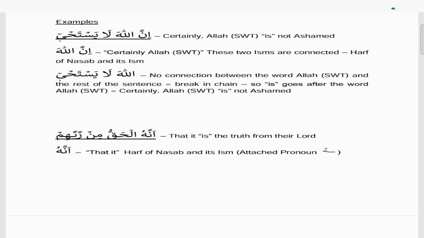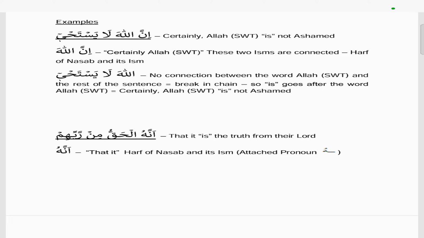The next section will be annahu al-haqqu. There's no connection between the harf of nasab fragment, annahu, and the next ism, al-haqqu. So there's a break in the chain, and the "is" goes after the words "that it". Therefore it becomes "that it is the truth".